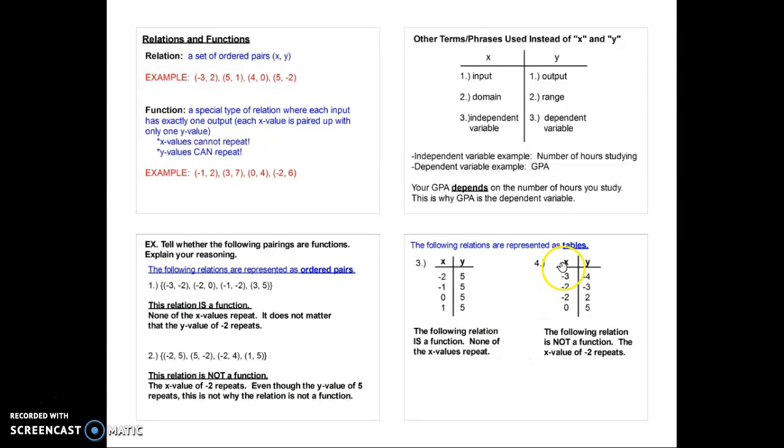Okay, now if I look at example number 4, I have -3, -4, -2, -3, -2, 2, and 0, 5. So again, I need to make sure that none of my x values are paired up with more than one y value. And in this case, I have that. -2 has two separate y values. It's paired up with -3 and it's paired up with +2. Okay, that makes it not a function. It is still a relation because it's a set of ordered pairs, but it is not a function.